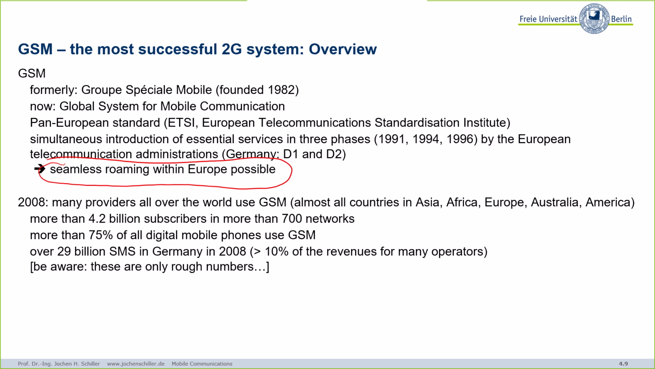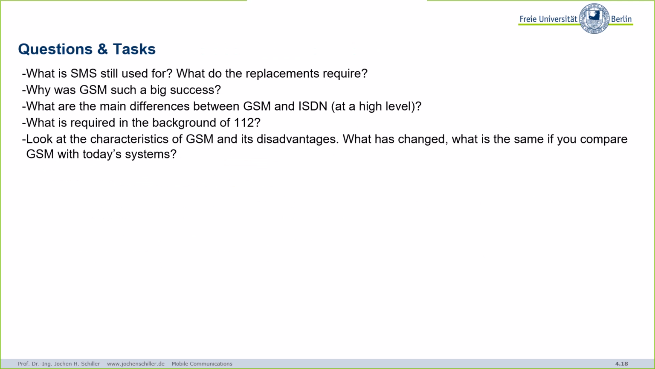So, going to the questions, SMS. I already mentioned it several times. Oh, these are old technologies. Yes, I know. You all use whatever systems, but what do we still need it for? And what do the replacements require? Oh yes, two-factor authorization. Yes, that's a good thing. SMS, notification, bank account transactions.